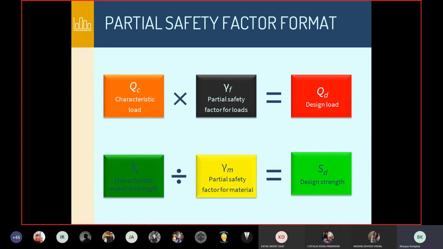Do you understand? Yeah, but wouldn't this give you an uneconomical design? See, all this is to make sure that the structure is economical and safe at the same time.